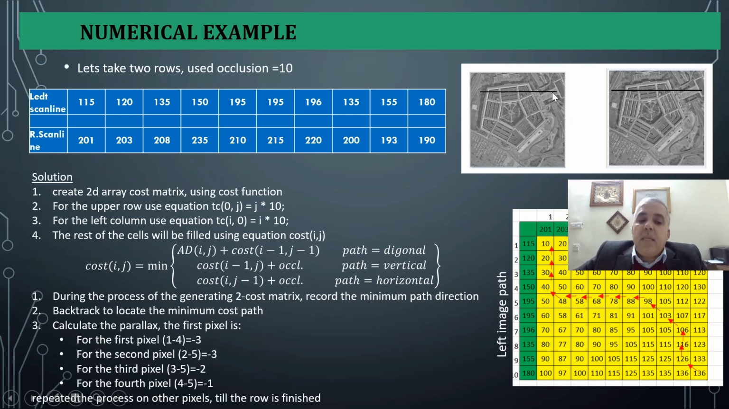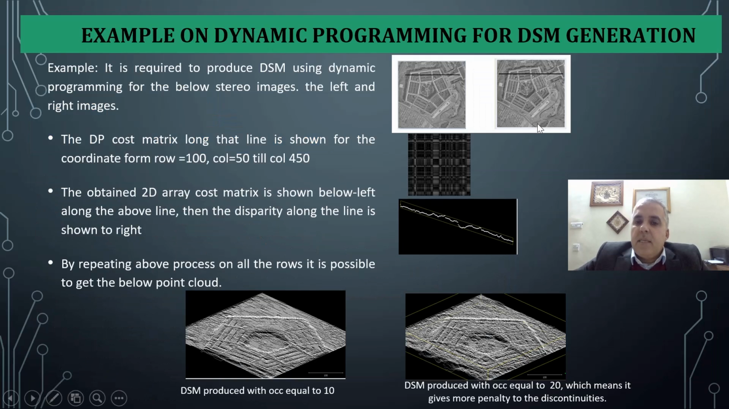Later on, we repeat the same process for the whole image, and then we calculate the corresponding points in order to find the DSM. This is the result. As you can see here, this is a sample of the image, and what we did was produce a cost matrix, and then along the cost matrix we produced this minimum cost time mapping. Later on we were able to produce the DSM.